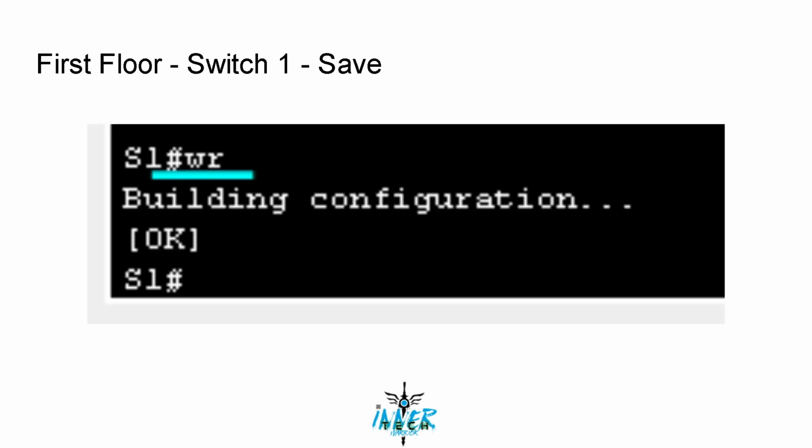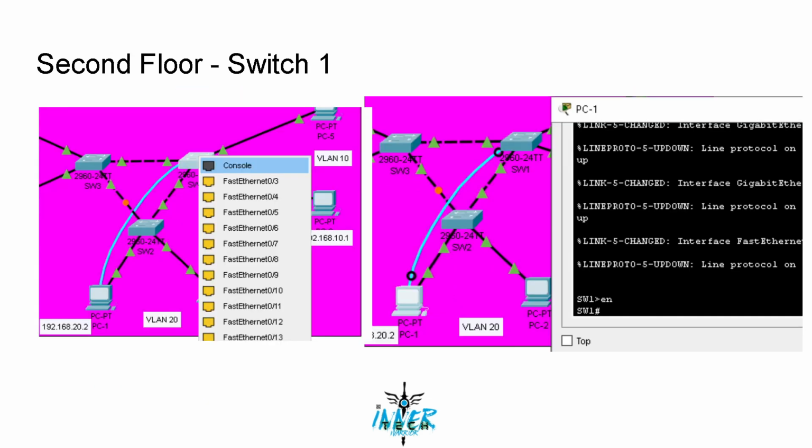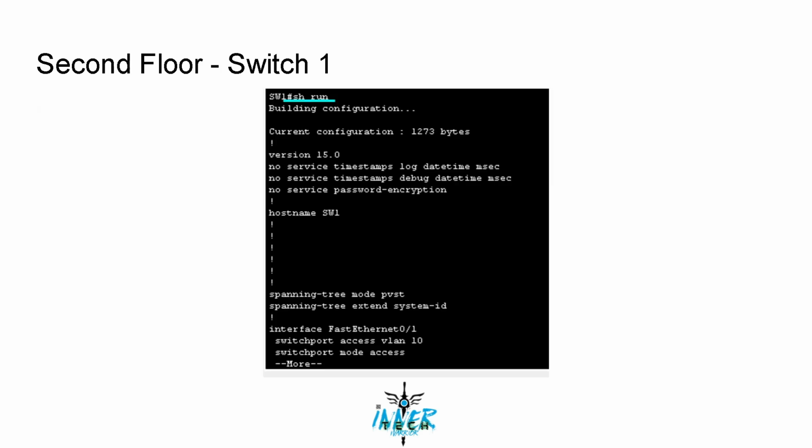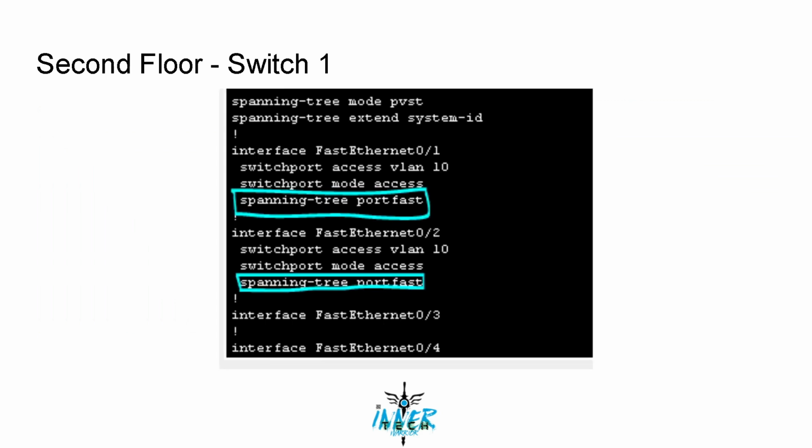Okay, make sure to save your configuration back on switch 1. Now let's move on to the second floor. Use PC1 to console into switch 1. Let's do a show run and see what type of spanning tree protocol we're dealing with. Looks like per VLAN spanning tree again.